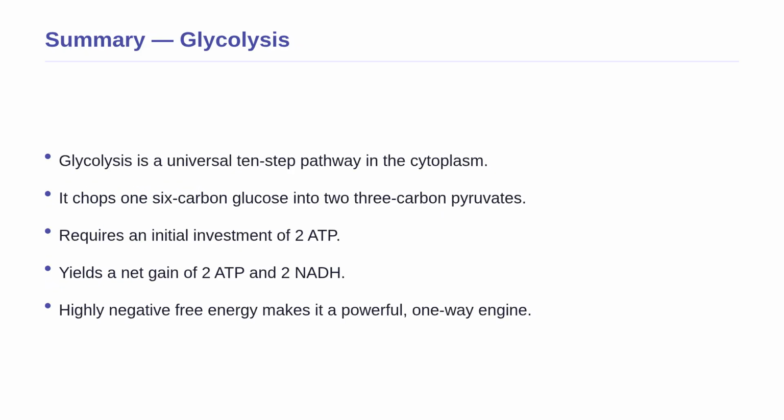We have covered a lot of ground today, so let us summarize our key takeaways. First, remember that glycolysis is the universal 10-step cellular axe located in the cytoplasm. It systematically chops a 6-carbon glucose molecule into 2 3-carbon pyruvates. Second, while it requires an initial investment of 2 ATP, it pays off by producing 4, resulting in a net gain of 2 ATP and 2 high-energy NADH molecules.